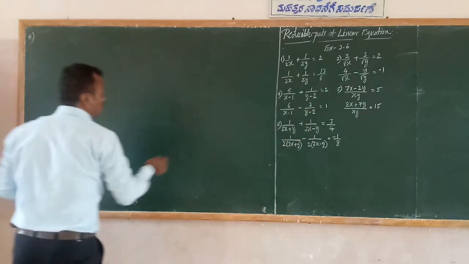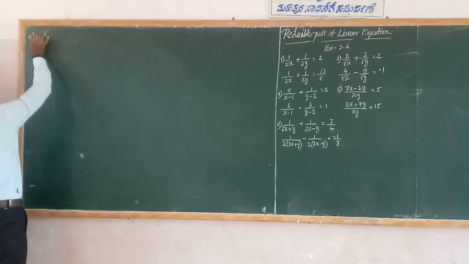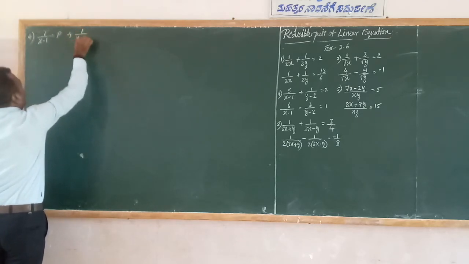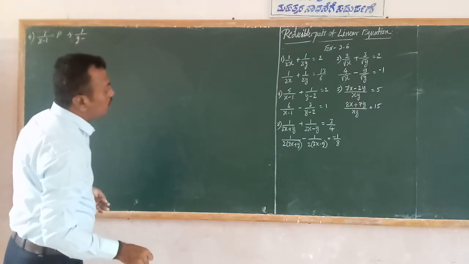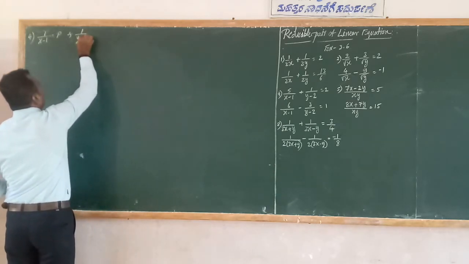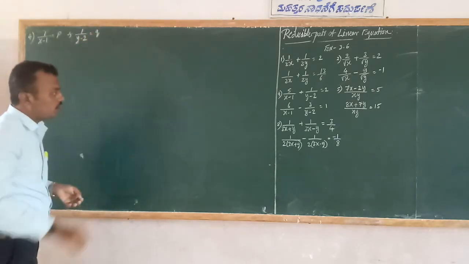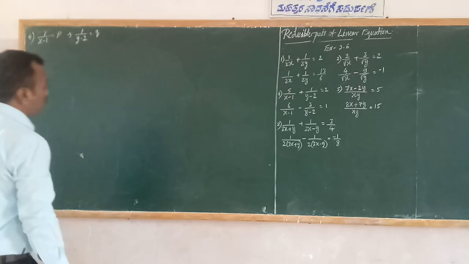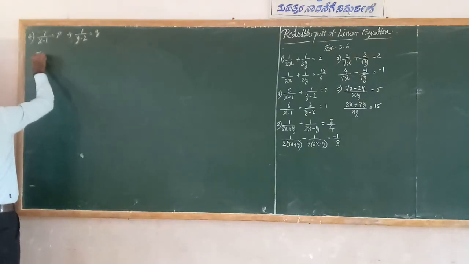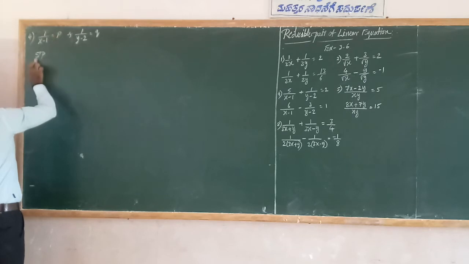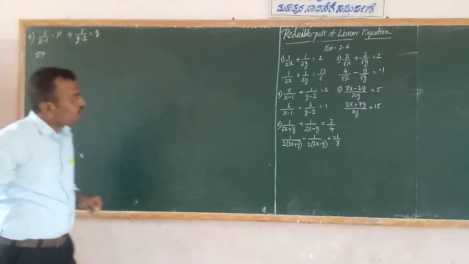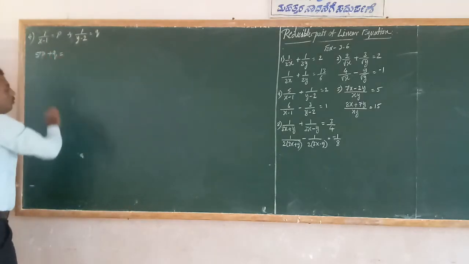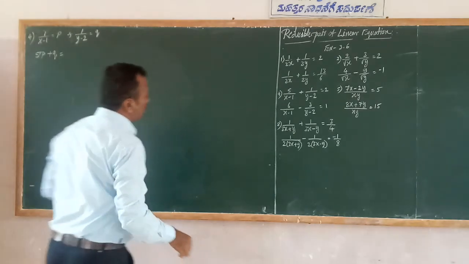So 5 upon x minus 1, 1 upon x minus 1 is equal to p, and 1 upon y minus 2 is equal to q. So now we have to substitute 1 upon x minus 1 as p and 1 upon y minus 2 as q. See, in the numerator 5 is there, therefore 5p. Then 5p plus 1 upon y minus 2 as q, plus q, it is equal to the constant term, which is 2.